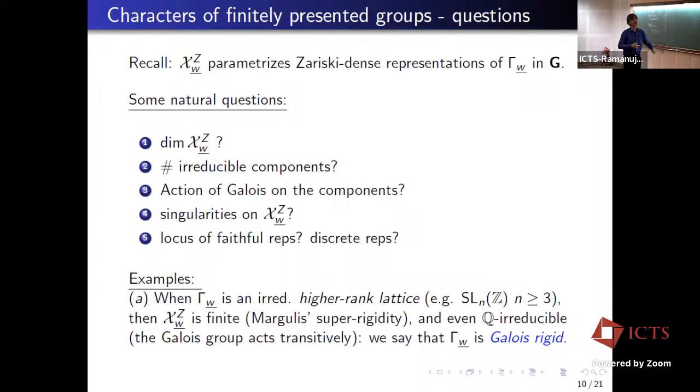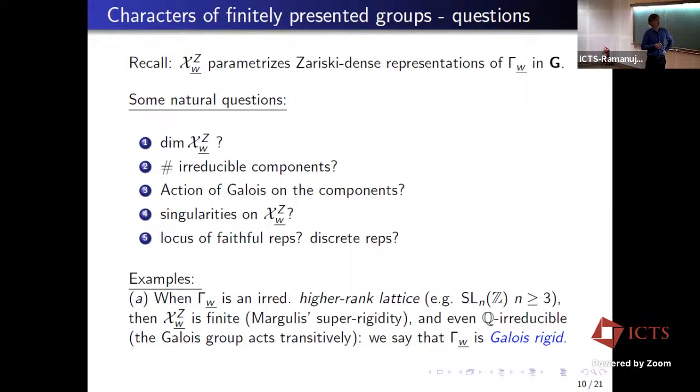Then you may ask more subtle questions. So is it a smooth variety, the singularities? And then perhaps, are there any faithful representations in this character variety? This is not clear at all. And then maybe, are there discrete representations? Let's say if I look at, over the complex numbers or real numbers. Okay, so, all right, so some examples, all right?